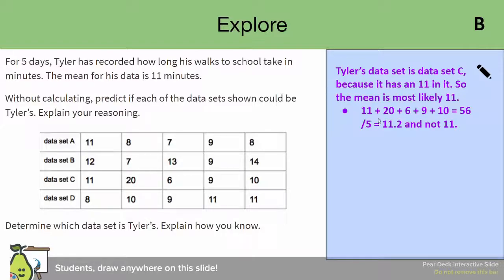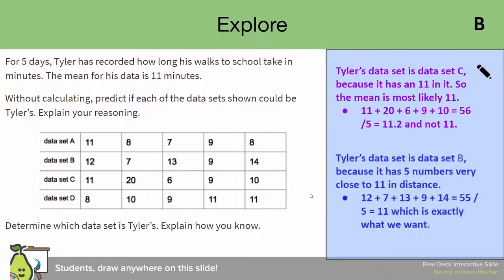We can see here that 11 plus 20 plus 6 plus 9 plus 10 is 56. And 56 divided by 5 is actually 11.2, which is not 11. So even though this data set was very, very close to the average of being 11, it's actually not 11. So with that said, let's move on to the next student.